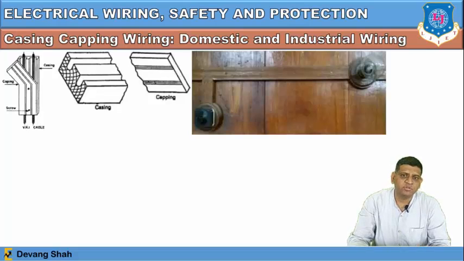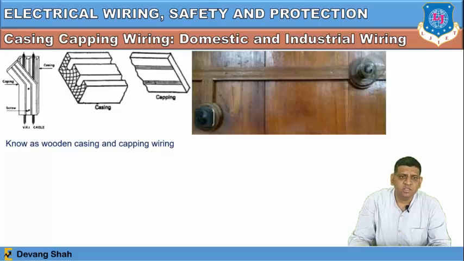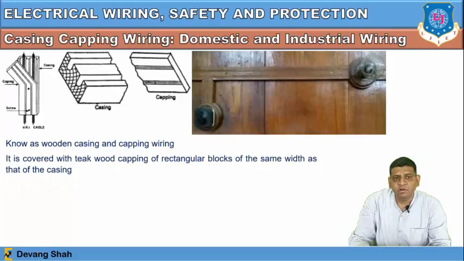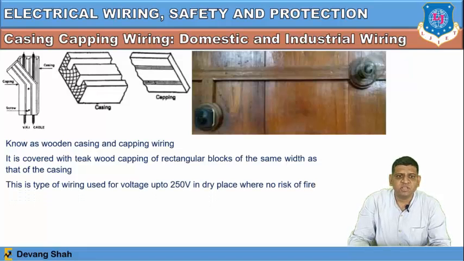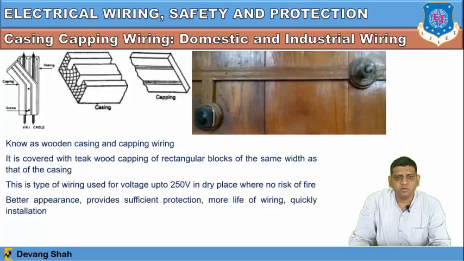You can see the picture of this casing and capping type of wiring, where the wiring can be done in household applications, in domestic wiring or industrial wiring. You can see this kind of wiring in some heritage homes, known as wooden casing and capping wiring. It is covered with thick wood capping of rectangular blocks of the same width as that of the casing. This type of wiring is used for voltages up to 250 volts in dry places where there is no risk of fire, because it is made of wood. It has better appearance, provides sufficient protection, gives more life to the wiring, and has a quick installation.